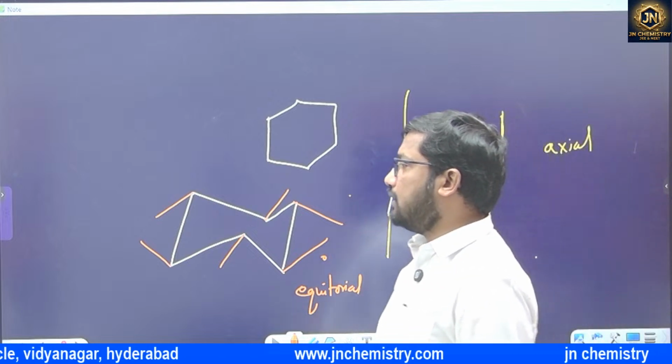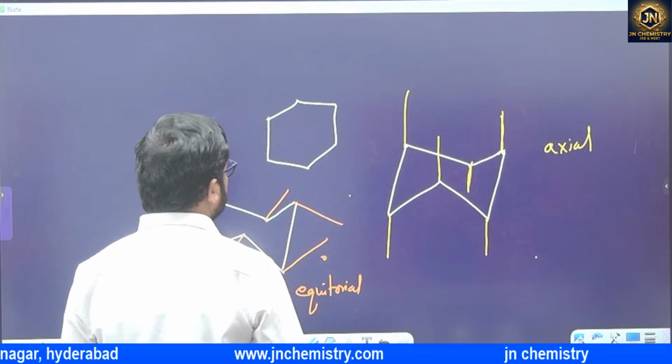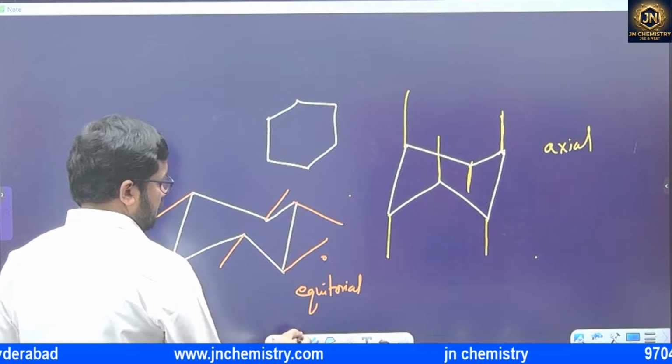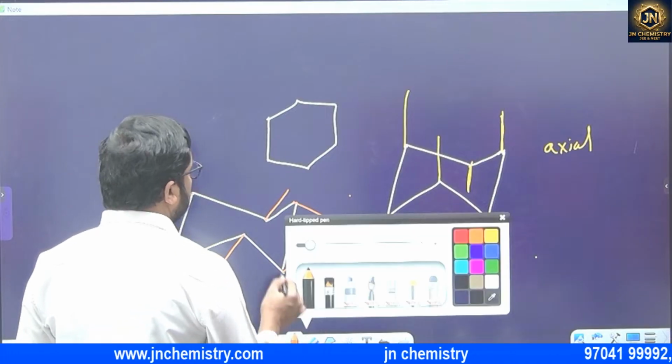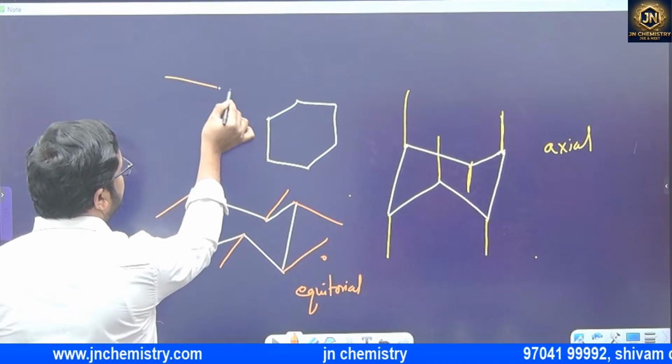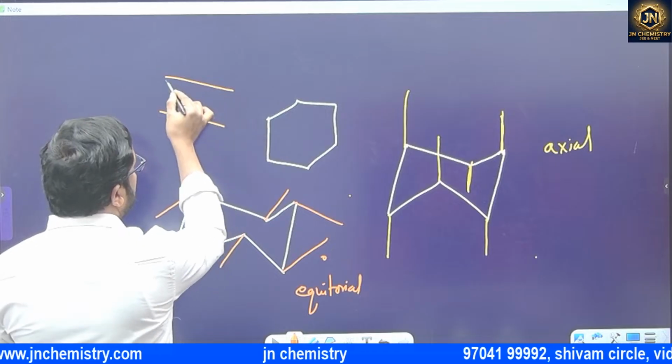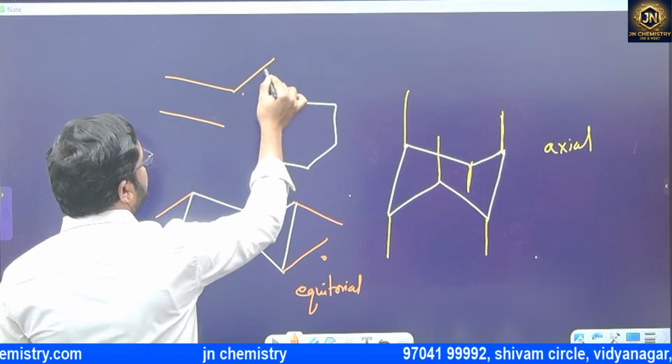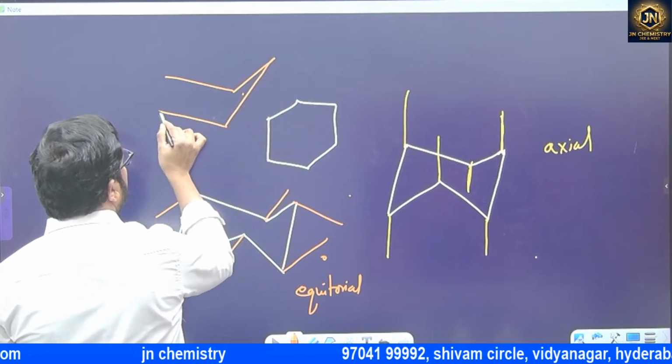Basically, what exactly happens in cyclohexane? Here is the cyclohexane structure. This particular one, these are all four. One is above and one is below, like this.